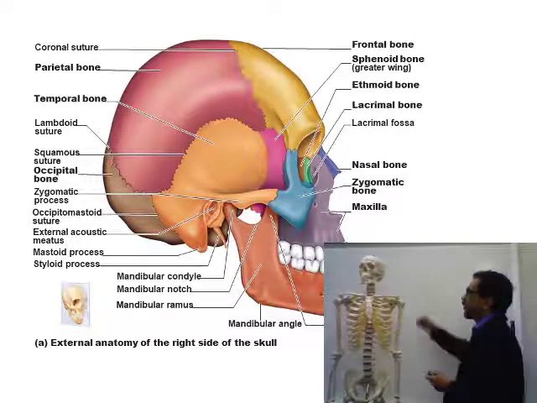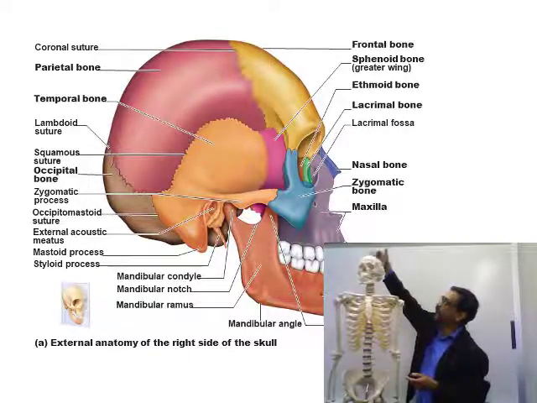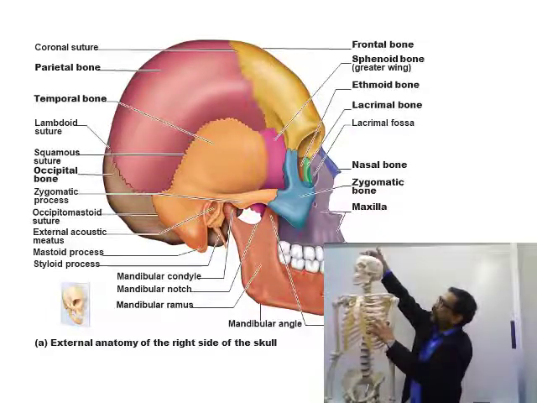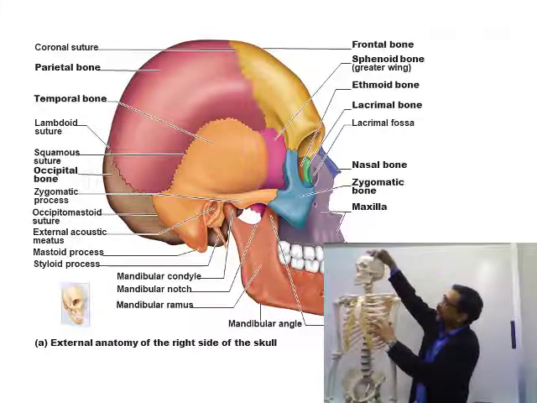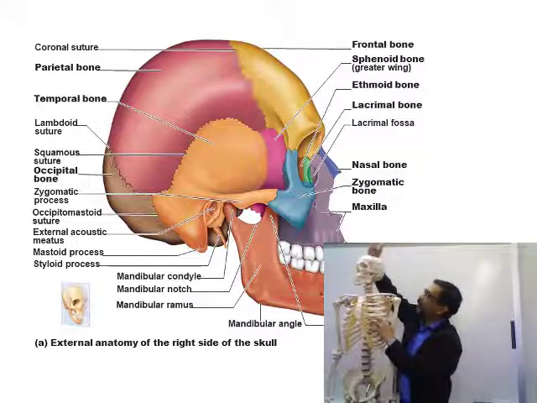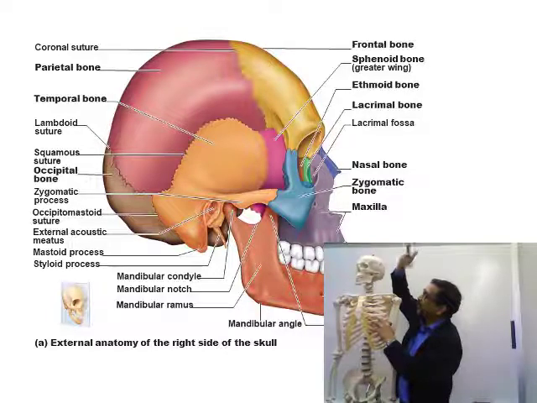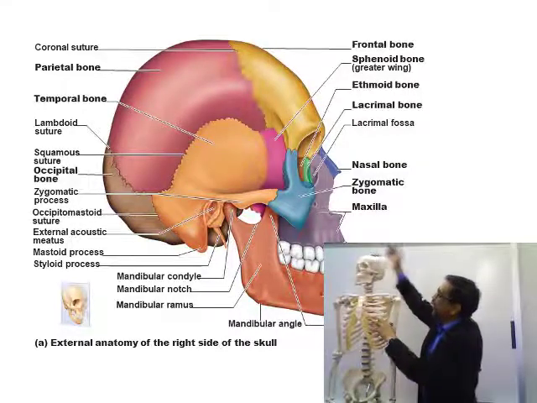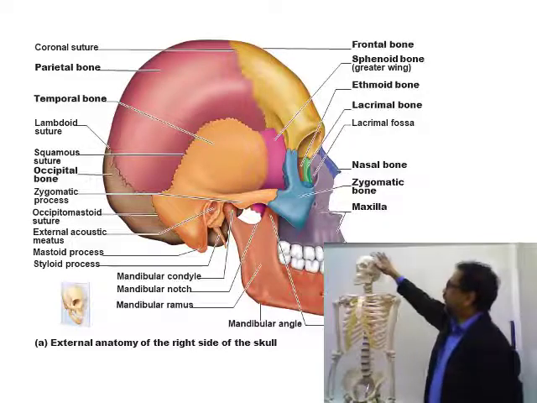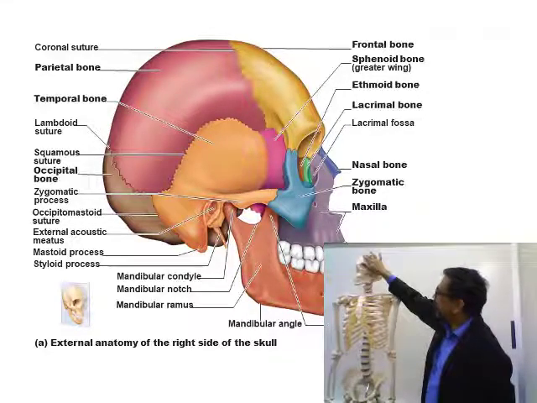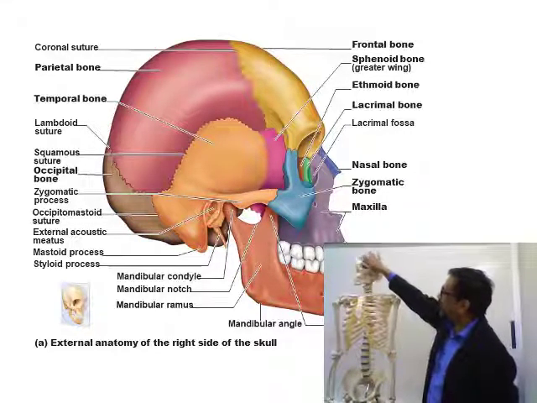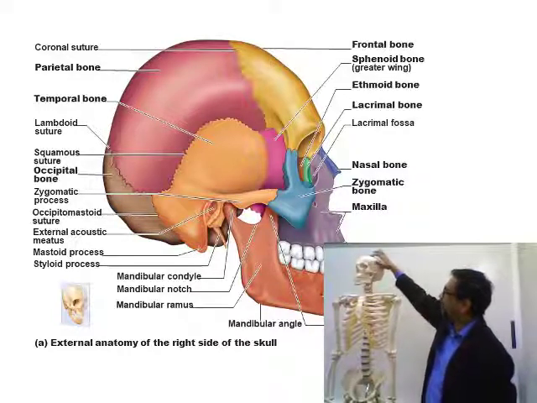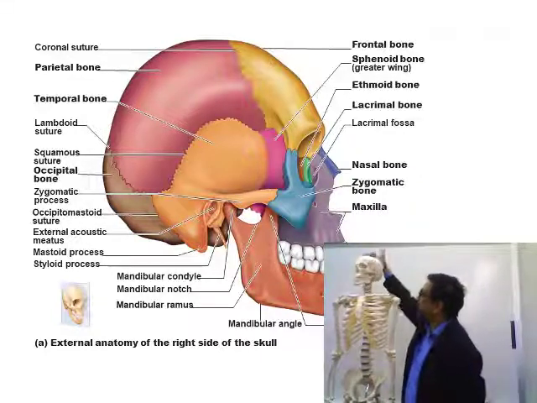Coronal suture is this one. You see here this way. So this is the coronal suture. You must remember this plane is called the coronal or frontal plane, right? You have learned that in the lab part. So same name, since it is going this way, that's the coronal suture. Coronal suture connects the frontal and parietal. So this is frontal and this is parietal. They are connected by the coronal suture.